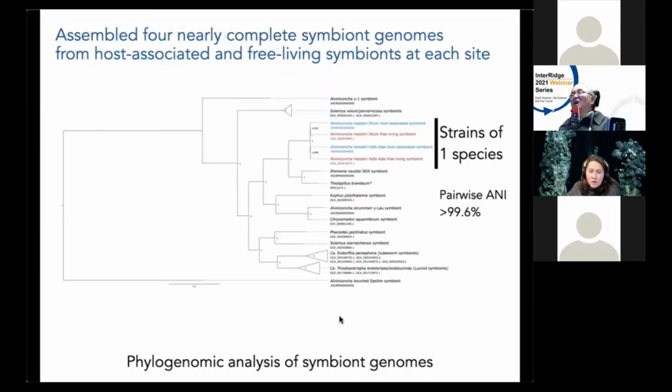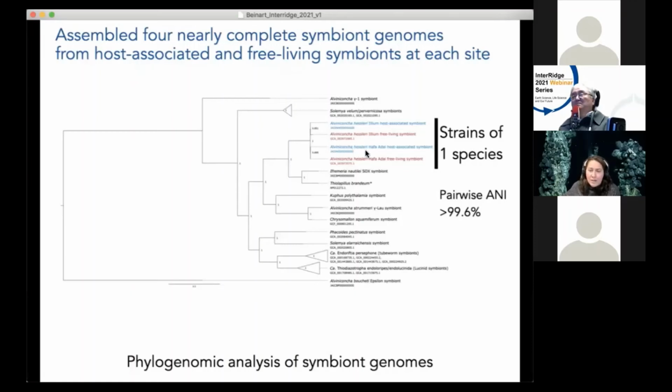And then we took animals from those very same sites and assembled the symbiont genomes that were associated with the host tissue. We ended up with 4 symbiont genome assemblies, either from free living, showing in red here, or blue, which came from the host tissue. This is a phylogenomic tree of the symbionts. My main point in showing you this is that these all cluster together, and they cluster by site and not by their lifestyle, free living or host associated.